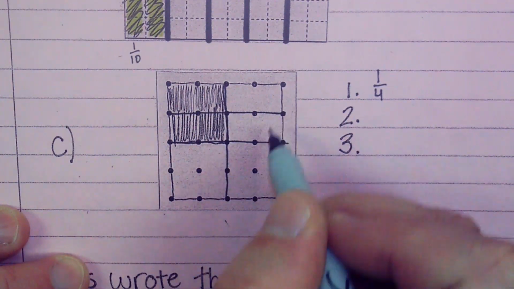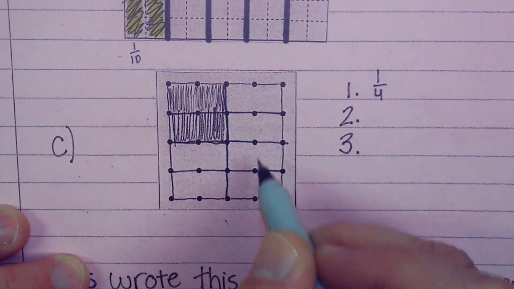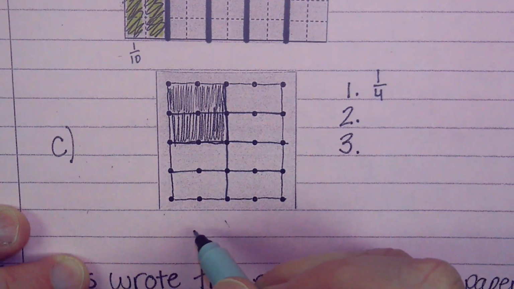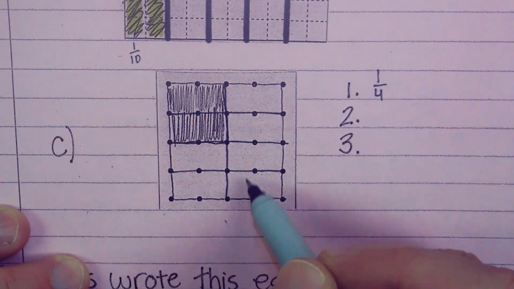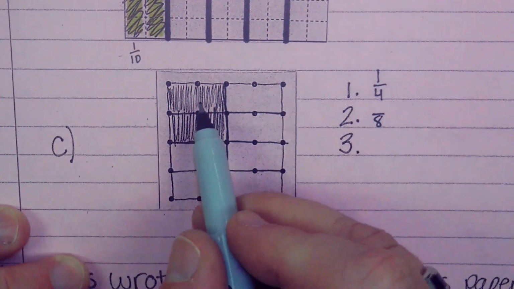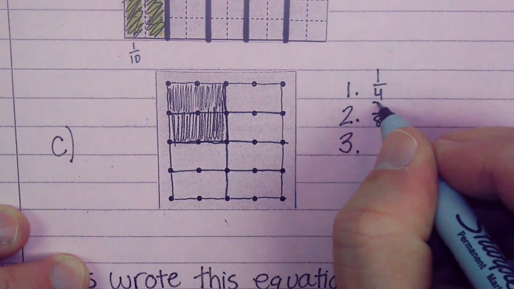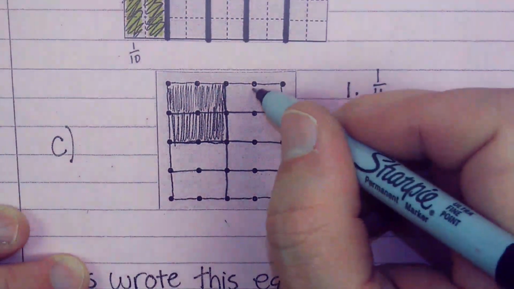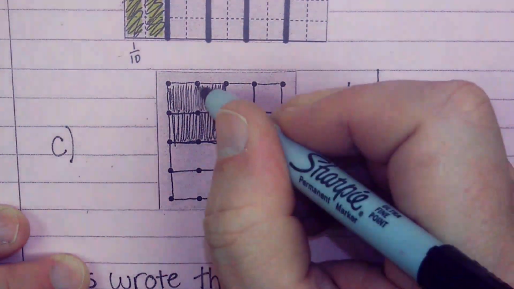Okay, let's add some more rubber bands to our geoboard. Maybe I'll add 2 more. Now I still have equal pieces, I just have a different number. 1, 2, 3, 4, 5, 6, 7, 8. Oh, so I broke this up into eighths. How many of the eighths are full? 2 of them.